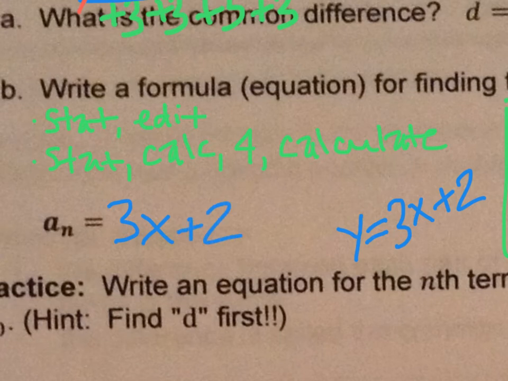But wait, our n doesn't match the x. Okay, the reason why is because the n is supposed to be in place of the x here. So I'm going to erase that x, and really it's, in this case, an n. So if I wanted to find the 50th term in this sequence that they gave us, then I would take 50 and replace it with n.